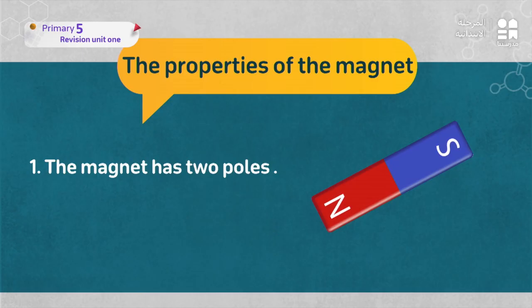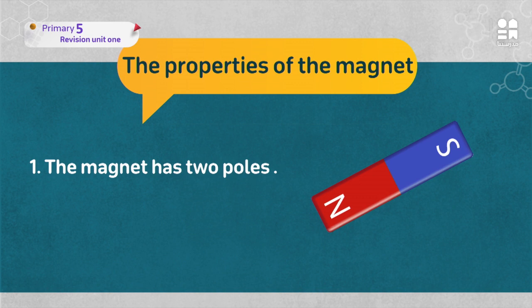Do you remember what we will talk about now? We will talk about the properties of the magnet. To remember together, what are the properties of the magnet? What distinguished the magnet? The first property is that the magnet has how many poles? 2 poles. So the magnet has 2 poles, north and south, and we know that the magnetism is concentrated at the 2 poles of the magnet.